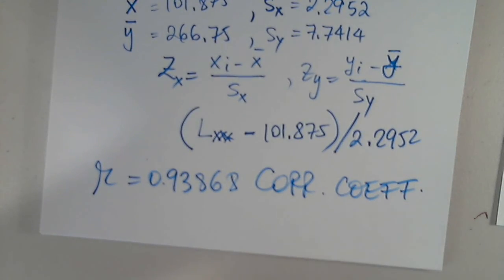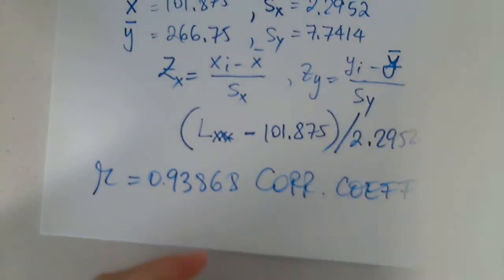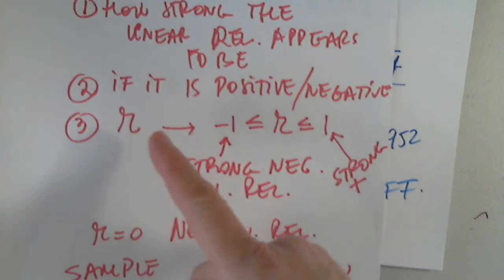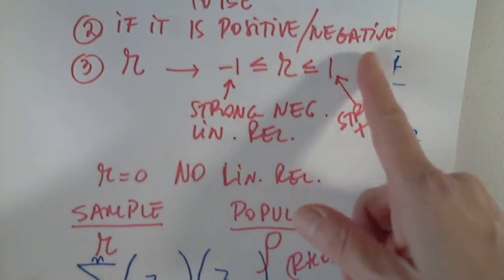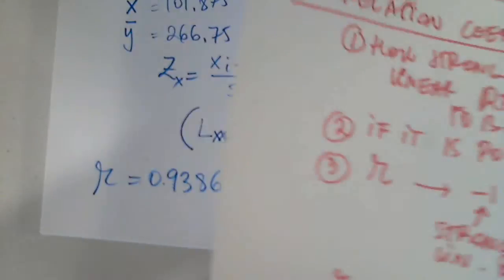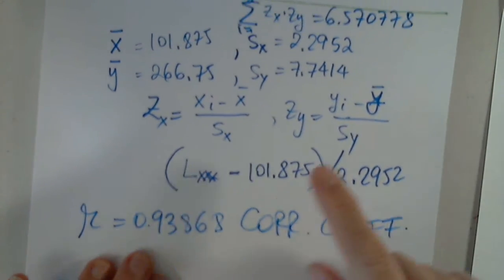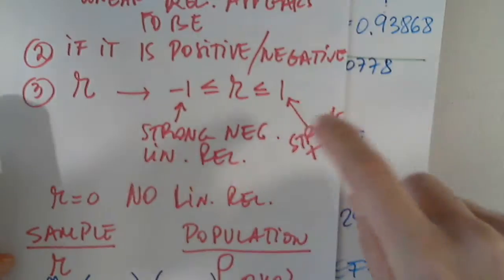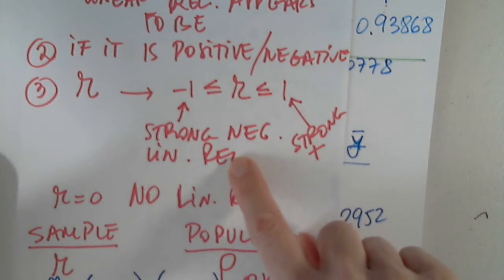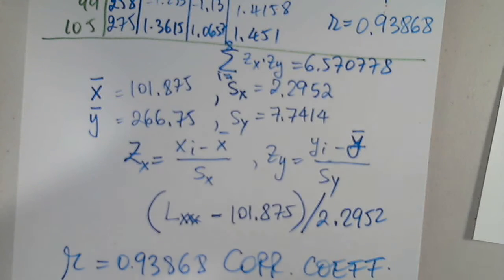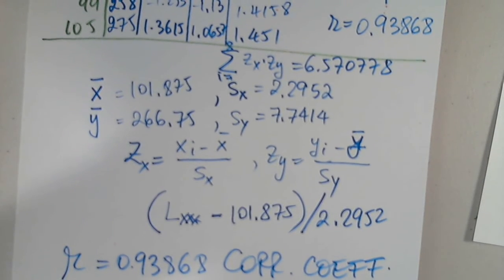What would you say? Would you say it's a strong linear relationship? Would you say it's positive? Would you say it's negative? What would you say based on the correlation coefficient about the data set? You could say it's pretty strong. It's pretty strong, right? It's very close to 1. And it's positive.